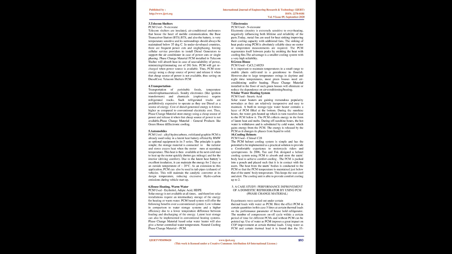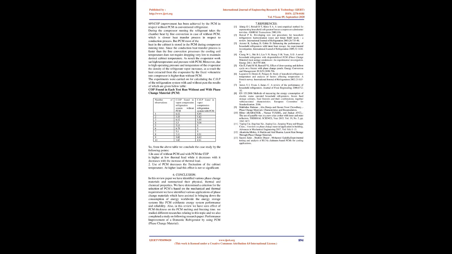10. Cooling helmets. PCM used: Climsol C28. The PCM helmet cooling system is simple and has the potential to be implemented as a practical solution to provide a comfortable experience to motorcycle riders and sports persons. In 2006, Tan and Falk designed a helmet cooling system using PCM to absorb and store the user's body heat to achieve comfort cooling. The PCM is packed into a pouch and placed such that it is in contact with the user. The heat from the user's body is conducted to the PCM so that the PCM temperature is maintained just below that of the user's body temperature. This keeps the user cool and alert. The cooling unit is able to provide comfort cooling up to 2.5 hours.